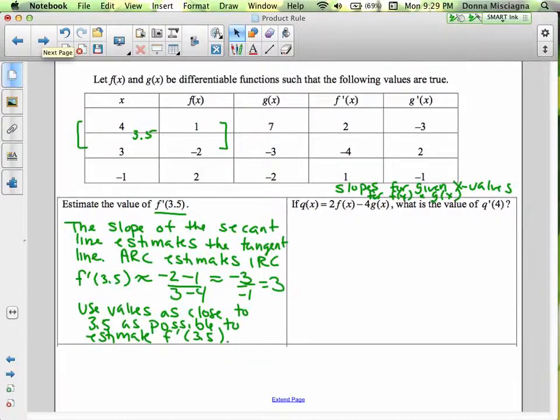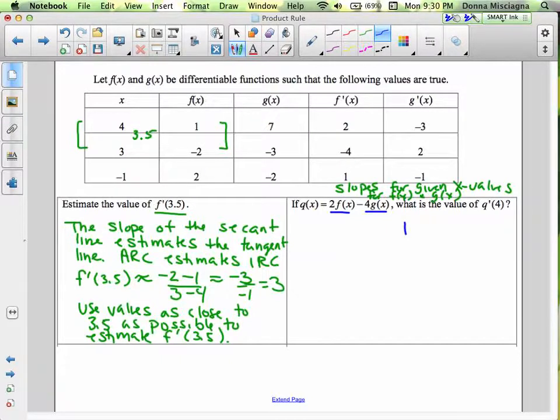Lots of good problems here. All right, so q of x equals 2 times f of x minus 4 times g of x. What's the value of q prime of 4? Right? So, are these product rules? No. All right, so product rule, I mean, you could technically use a product rule, but we use product rules for function times function, not for scalar multiple times function, right?